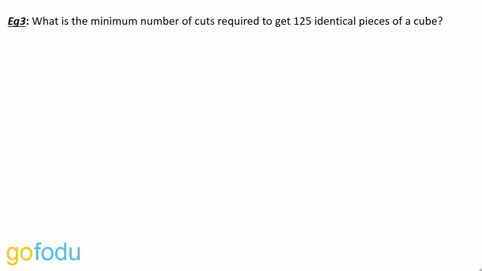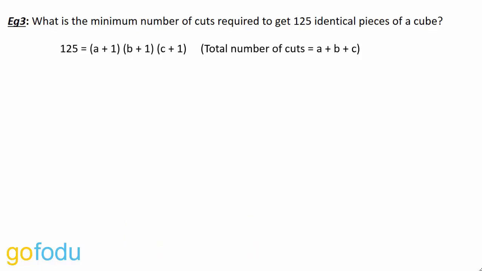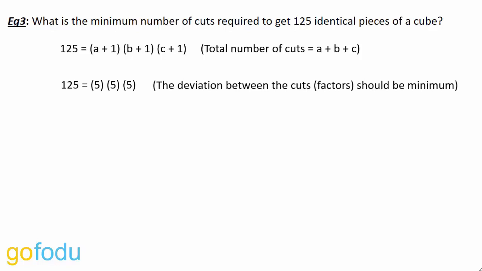Now, coming back to the question, if the total number of cuts are A, B and C along length, breadth and height, the number of identical pieces, that is 125, will be equal to (A plus 1) into (B plus 1) into (C plus 1). Here, the total number of cuts will be A plus B plus C. Now, we know that 125 can be written as 5 into 5 into 5 with minimum deviation between the cuts. This gives us 125 equal to (4 plus 1) into (4 plus 1) into (4 plus 1).